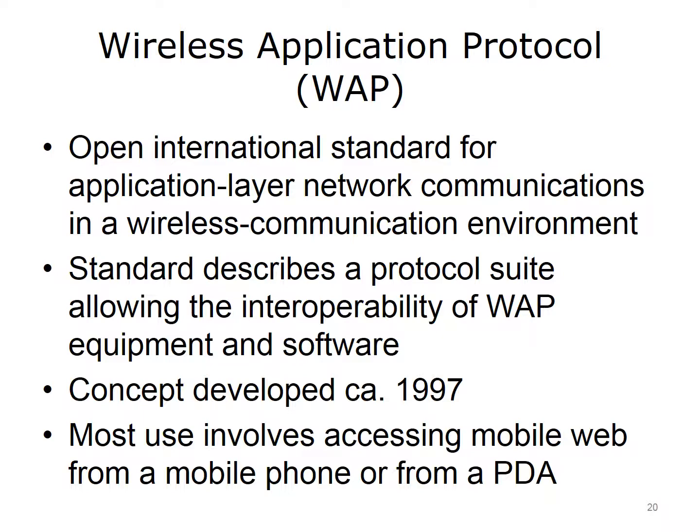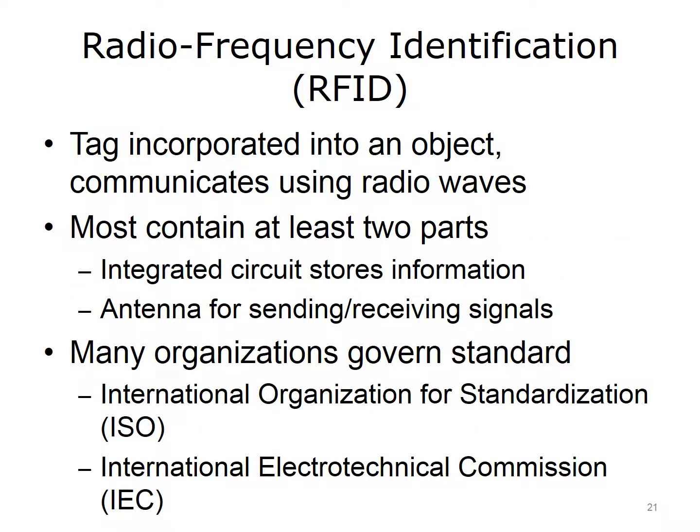The Radio Frequency Identification Standard, or RFID, incorporates the use of an RFID tag in an object and then communicates using radio waves. Most RFID tags contain at least two parts. First, there is the circuitry that stores information about the item related to the RFID tag. Then, there is the antenna for sending and receiving signals. Many organizations govern this standard, including the International Standards Organization, or ISO, and the International Electrotechnical Commission, or IEC.